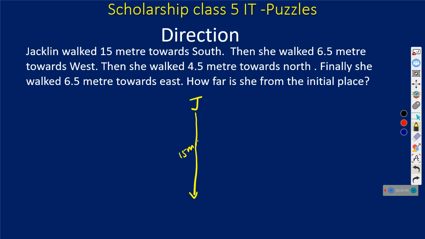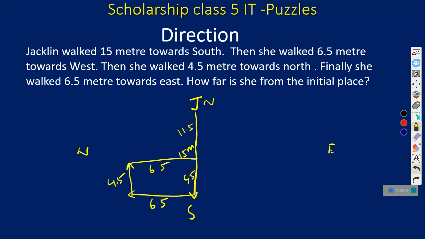6.5 meters towards west. So this is north, this is south, here is west, here is east. Then she walked 6.5 meters in this direction. Then she walked 4.5 meters towards north. Then what did she do? Finally, she walked 6.5 meters towards east. So this will be 4.5 meters. This will be 11.5 meters.